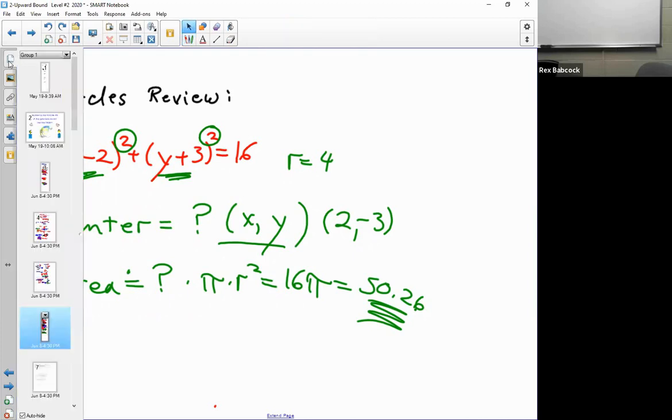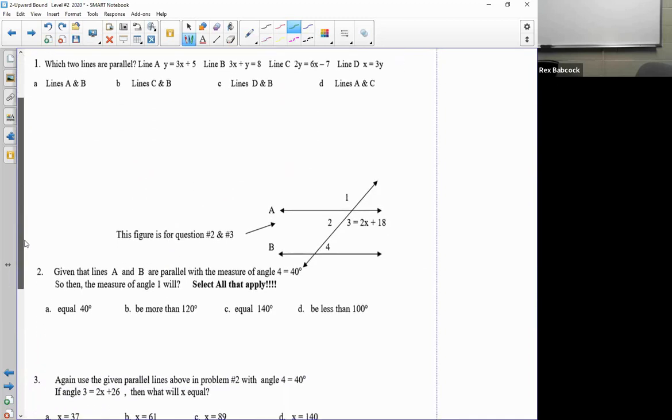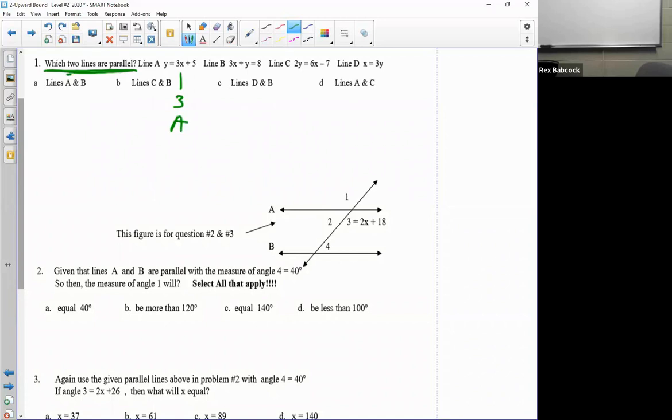Let's go to the classwork for today, the actual sheets that are posted. See if we can work these. Which two lines are parallel? Right now you ought to be thinking, how does he want me to know lines are parallel? Slope. This one's 3. This one, you've got to put the 3 over, is -3. This one, if you divide by 2, is 3. This one, if you divide by 3, it's 1/3. A and C. Answer's D. What do you think? See how that worked?